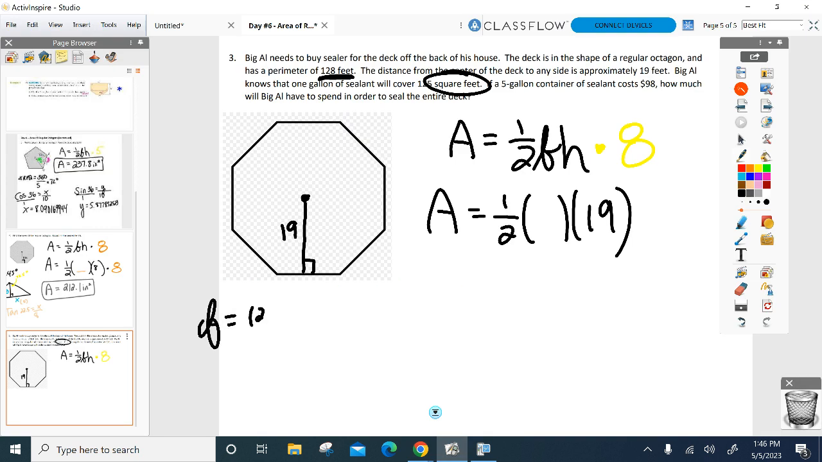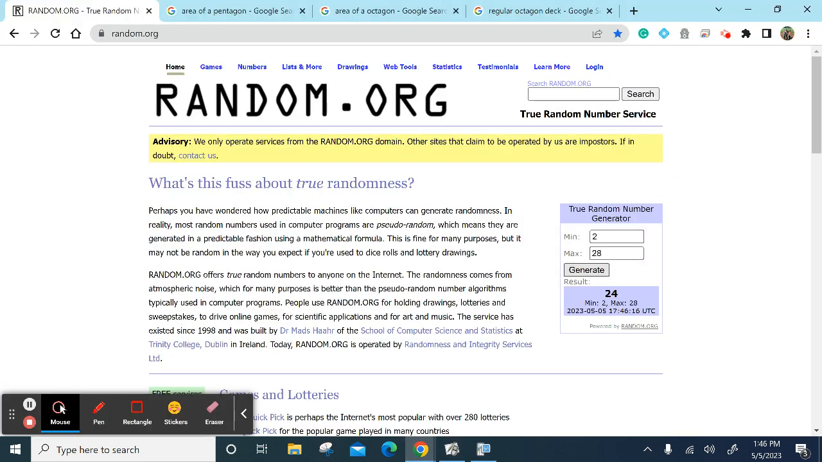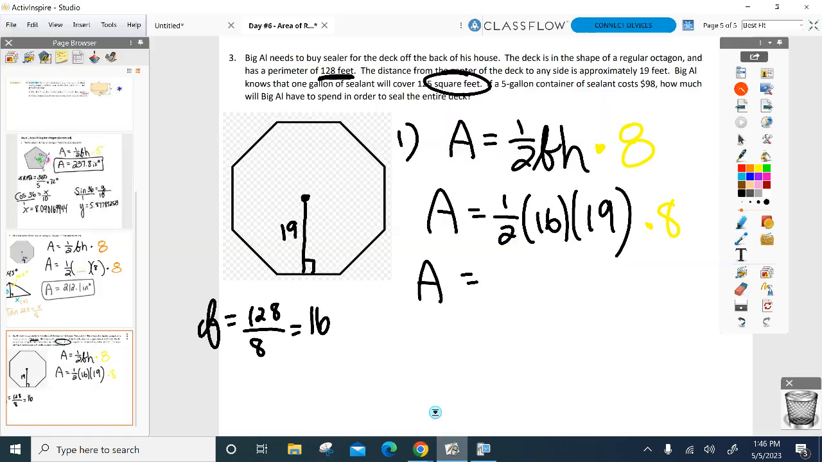Yep, 128 divided by the 8 congruent sides. 16. 16 for my base. Times 8. All right, what is the area of Big Al's deck? Yep, take your time. 1,216. That is how you say it, not a 1216. Square feet, right? Okay, so now how many gallons do I need?